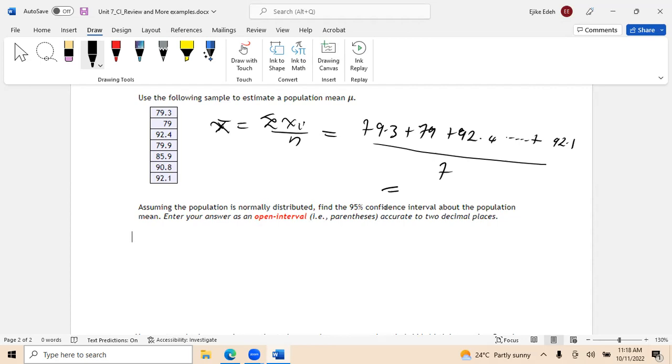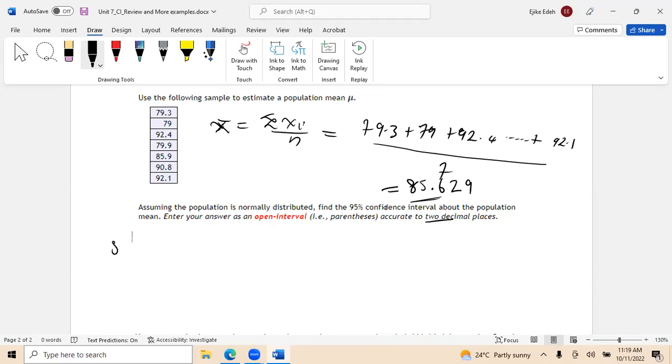And since the answer said leave your answer in 2 decimal places, let's go ahead and do this up to 3 decimal places. So we have 85.629. Yes, we're going to be using this as our mean. The next thing, of course, is to calculate the sample standard deviation, right? And we are doing all this.